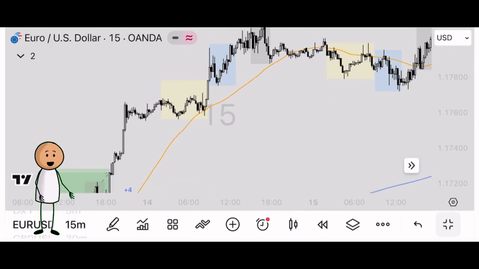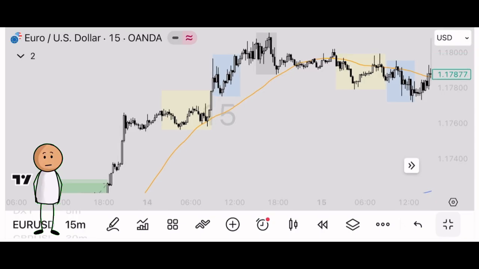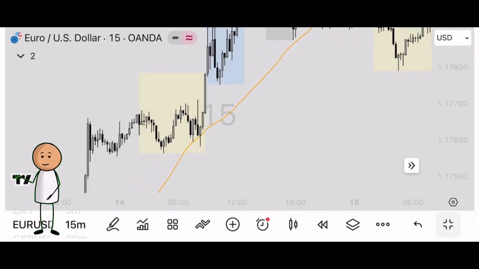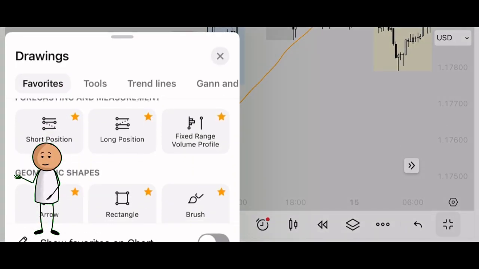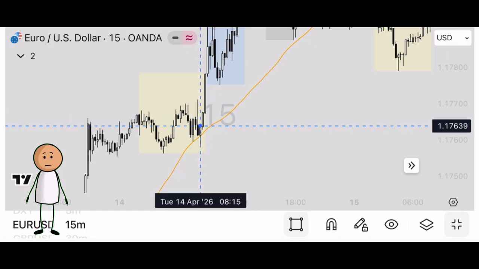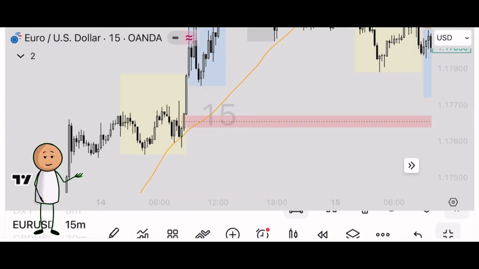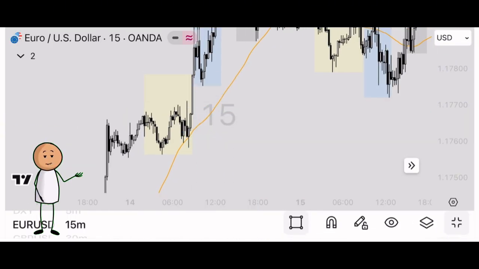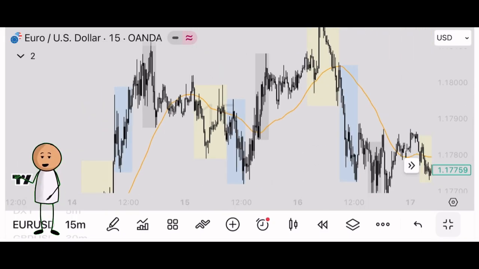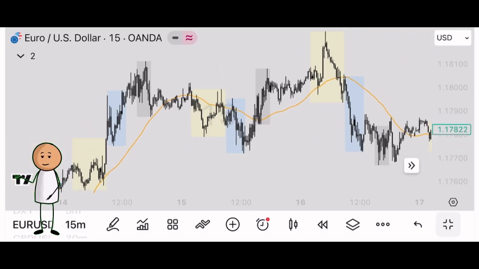Then the next day we don't get anything, just because we didn't retrace to the fair value gap that was right there, simple as that. Then we go to the 15th.